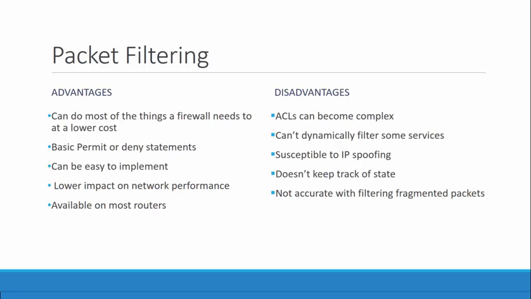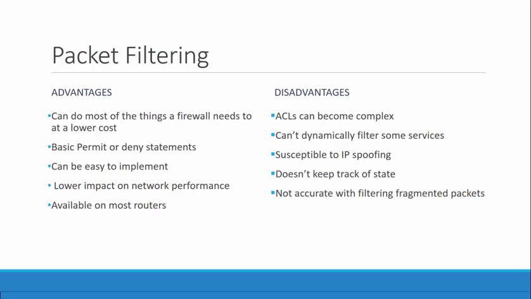So we say we can't dynamically filter some services. It is susceptible to IP spoofing because a malicious packet can be created that would be allowed. A hacker, as long as it creates a packet that matches the permit filtering, the packet will be permitted in, even though it may not be a good packet. I'm spoofing some legitimate user or host that's being allowed through the network, and then my packets will get through on that particular address. It doesn't keep track of the state, so only the packet itself is checked to see if it meets the requirements.